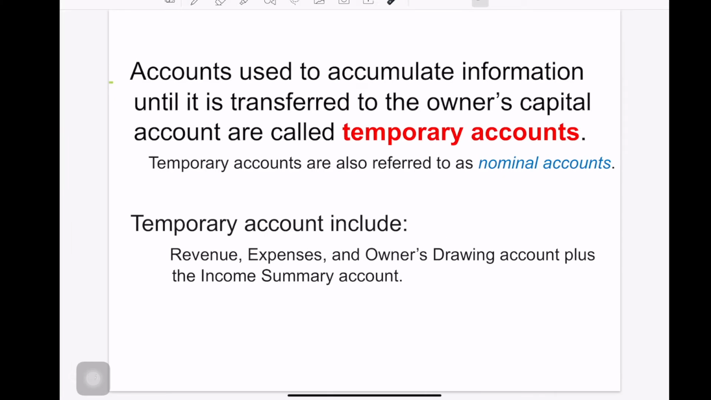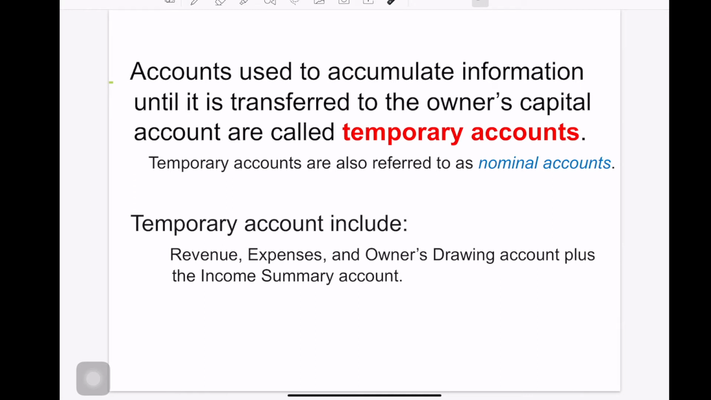Accounts used to accumulate information until it's transferred to the owner's capital account are called temporary accounts. Temporary accounts are also called nominal accounts. Your temporary accounts include your revenue, your expenses, your drawing account, plus a new one that we're going to go over this chapter, your income summary account.